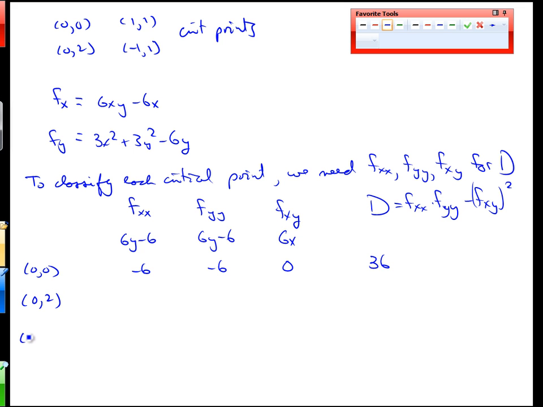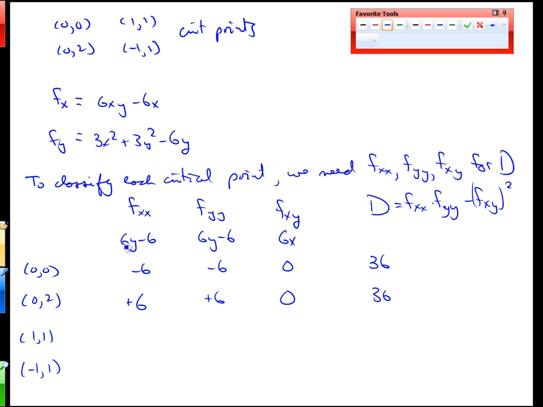At (0, 2), that's our y value, 2. That'll be 12 minus 6, that's positive 6. Same thing here, positive 6. 6x, x is still 0, that's 0. Those two values multiplied, 36 minus 0 is 36.